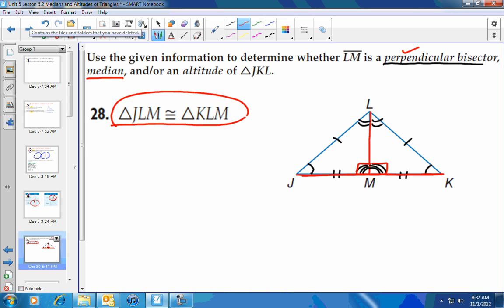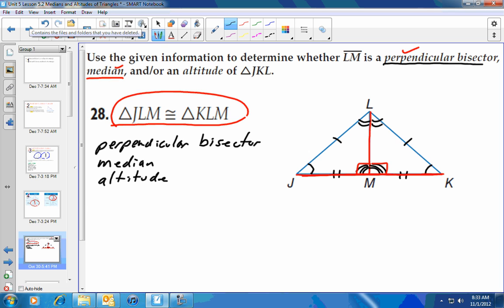Now, is it a median? If it's a median, one endpoint is a vertex, the other endpoint is a midpoint. L is definitely a vertex. Is M a midpoint? Yes. So it's a median. What about an altitude? Does it start at a vertex and go perpendicular to the opposite side? Yes. So it's all of these. So it is a perpendicular bisector, it is a median, and it is an altitude.